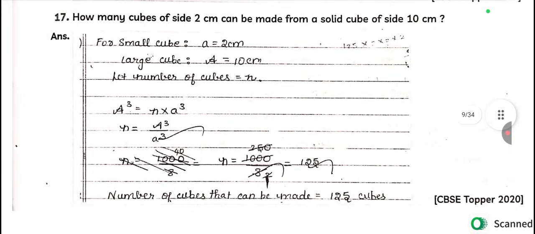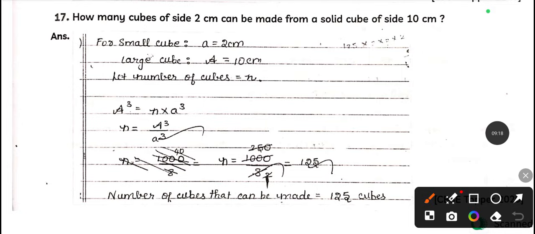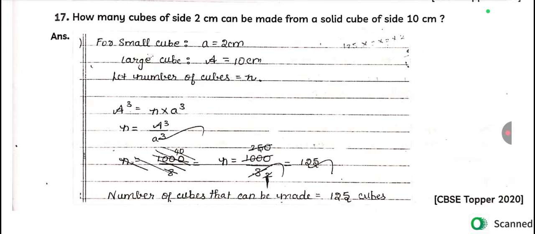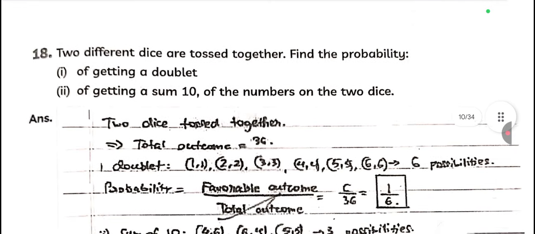So again, one basic question: how many cubes can be made out of a solid cube of side 10 centimeter? Directly it's not there in the NCERT book, so people have doubt. A cube equal to n times a cube. This is like volume equal to volume now, but anyway we cannot deny that this is not there. So a cube, 10 cube is 1000, 2 cube is 8. Both you divide and you get the answer 125, as in 2020.